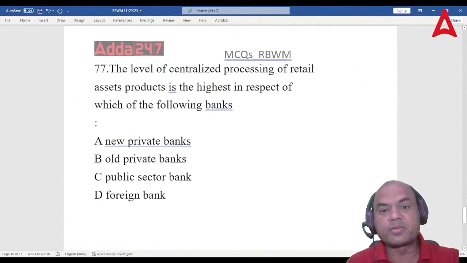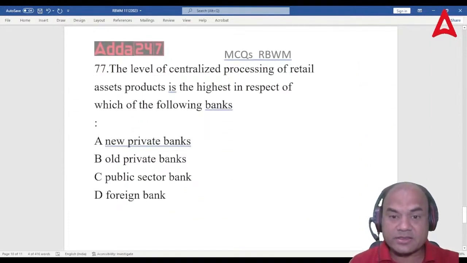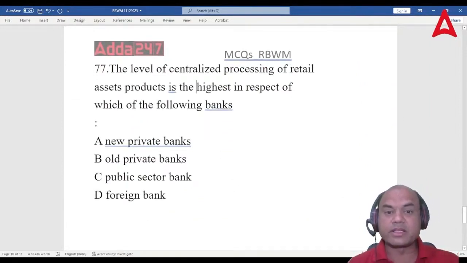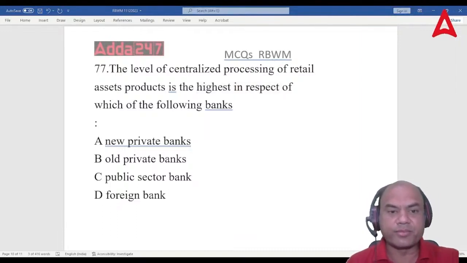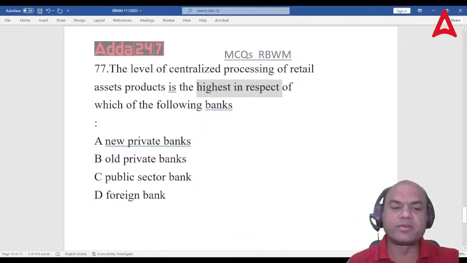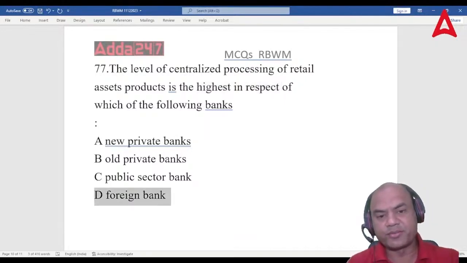The level of centralized processing of retail assets is highest in respect of which of the banks? Highest. So everything is centralized. Everything. It's highest in which banks then? Obviously now this will be foreign banks, right?